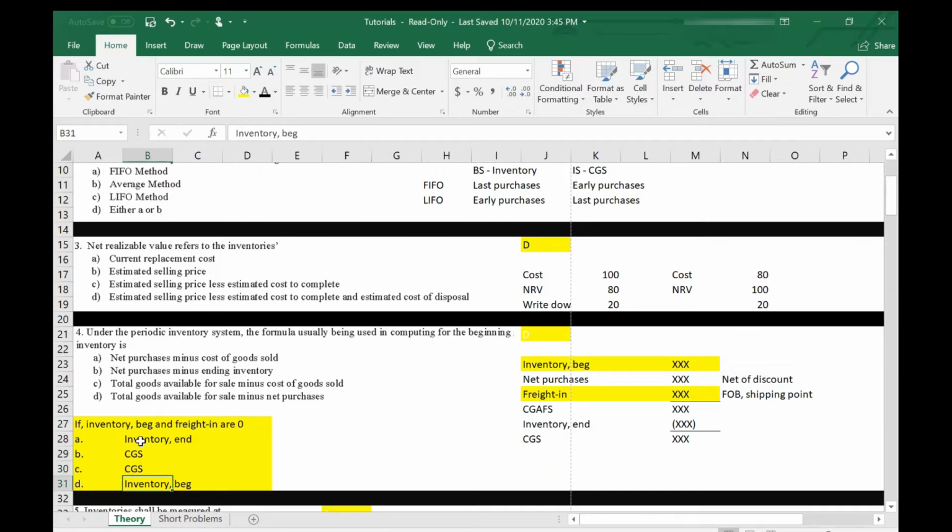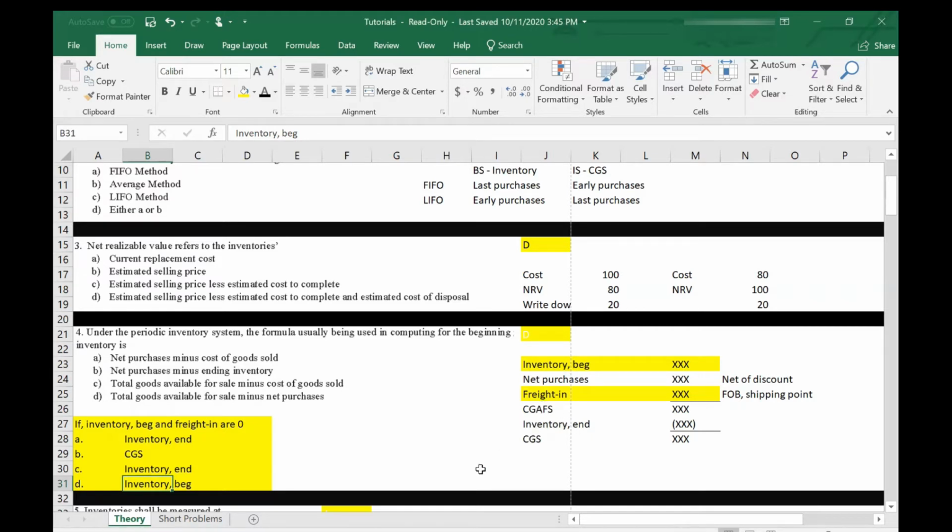For letter C, total goods available for sale minus your CGS, yung lahat ng pwede mong mabenta less sa nabenta mo, this should be your inventory ending. Inventory ending. All right. Now, the answer for this item is letter D. Total goods available for sale minus net purchases is your inventory beginning. No?